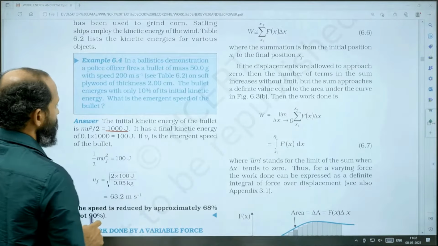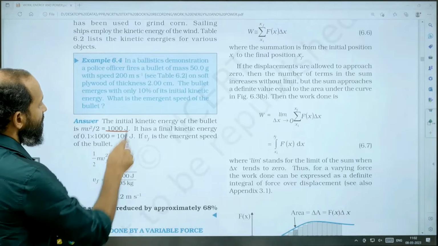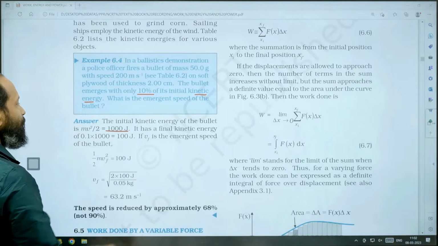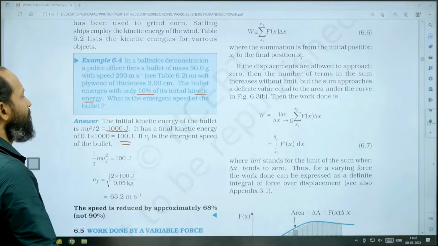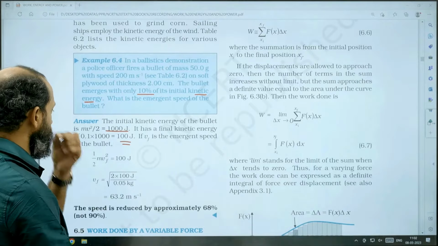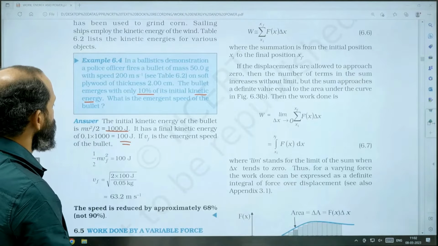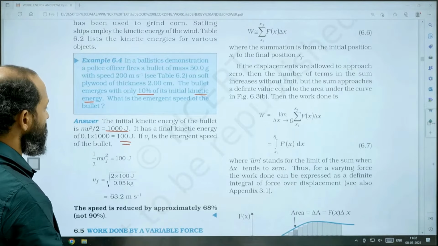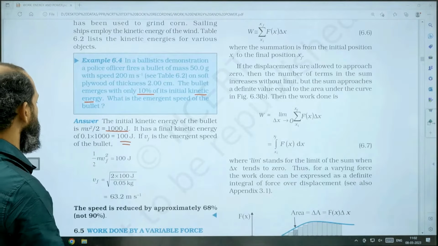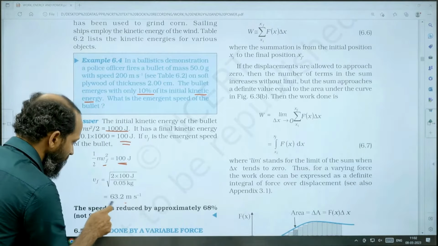1000 joule. Now what is the final kinetic energy? Only 10% of initial kinetic energy it emerges. So final kinetic energy is 10% of 1000, which is 1000 into 10 by 100, that is 100. So emerging kinetic energy is 100 joule. What is the emerging speed? Half m v final square is 100, that's the final kinetic energy. So v final is 63.2.